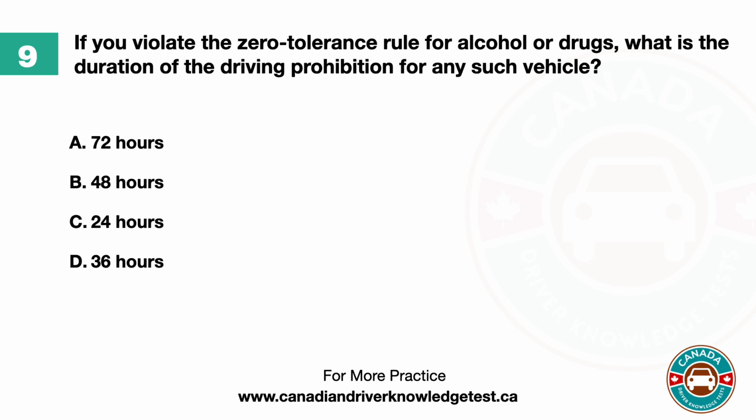Question 9. If you violate the zero-tolerance rule for alcohol or drugs, what is the duration of the driving prohibition for any such vehicle? A. 72 hours. B. 48 hours. C. 24 hours. D. 36 hours. The answer is C. 24 hours.